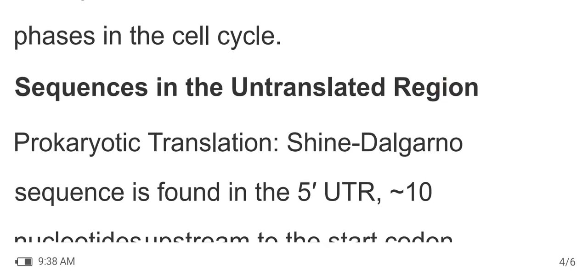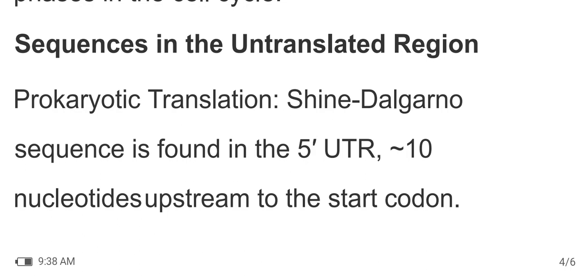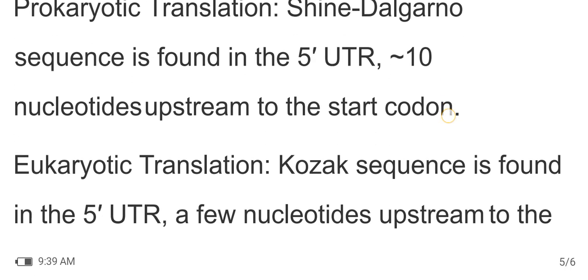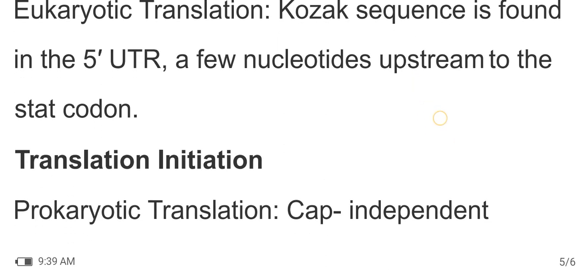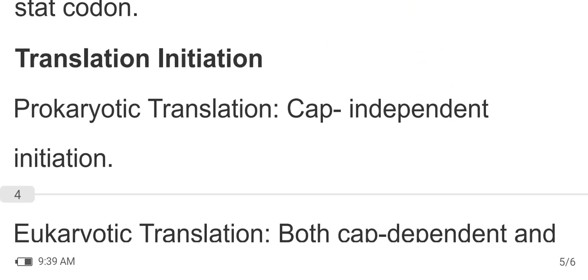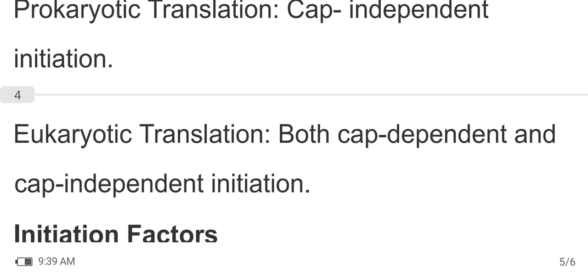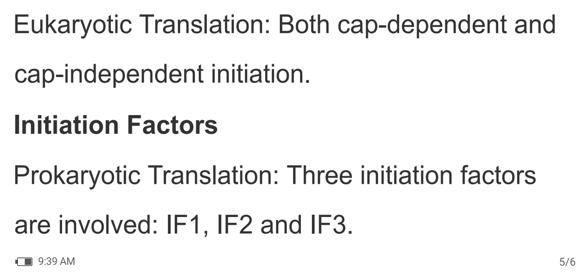Sequences in the untranslated region: in prokaryotic translation, the Shine-Dalgarno sequence is found in the 5' UTR, 10 nucleotides upstream of the start codon. In eukaryotic translation, the Kozak sequence is found in the 5' UTR, a few nucleotides upstream of the start codon. Translation initiation: prokaryotic translation uses cap-independent initiation. Eukaryotic translation uses both cap-dependent and cap-independent initiation.